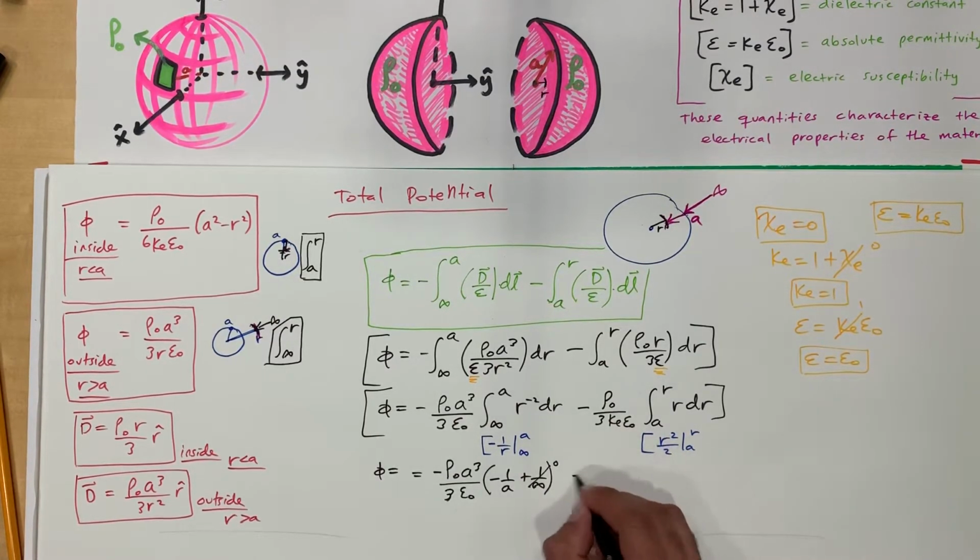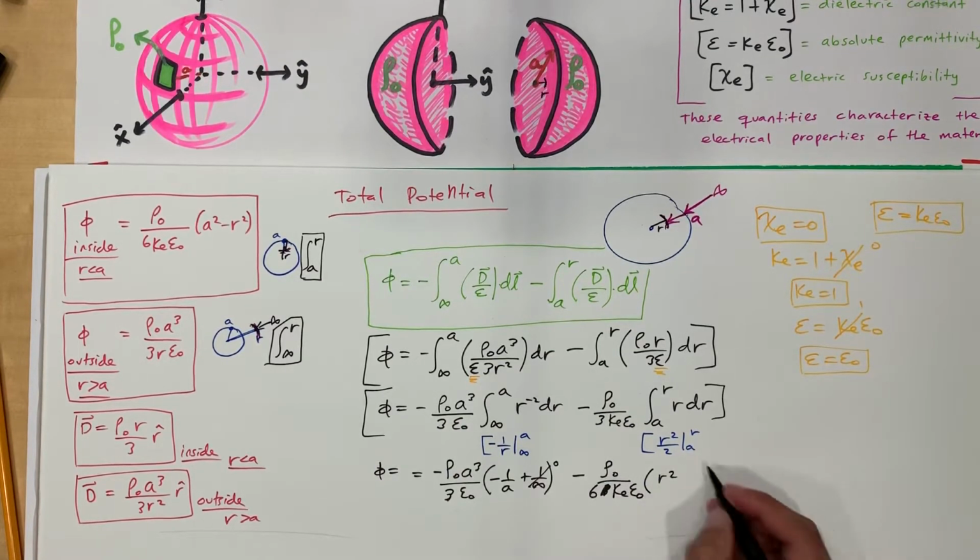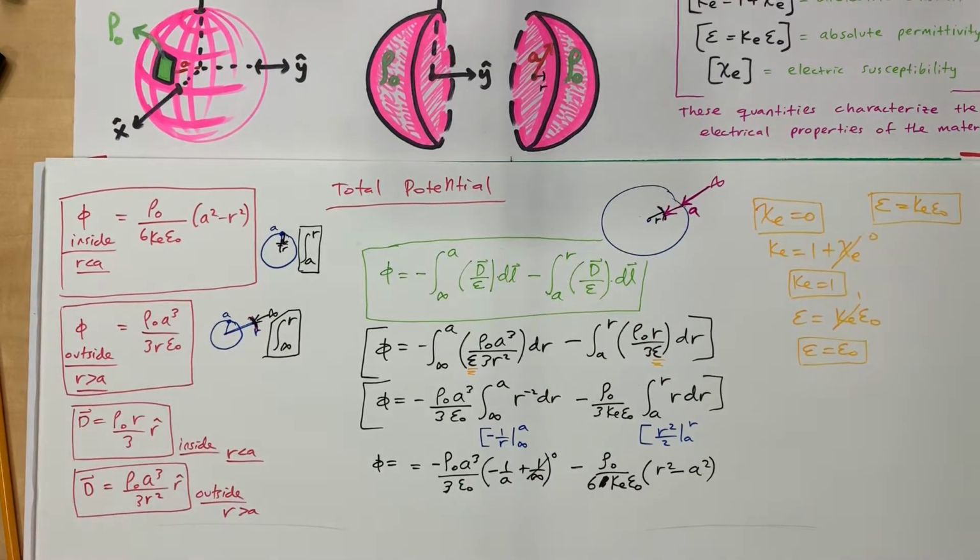So over on this side, we're going to have negative rho naught over 3 Ke epsilon naught. And I should move this 2 outside, so I'm gonna change this into a 6, right? 2 times 3. And we're gonna evaluate this. It's gonna be r squared minus a squared. All right, and one last simplification. Let's erase these lines here. Okay, so one more simplification.